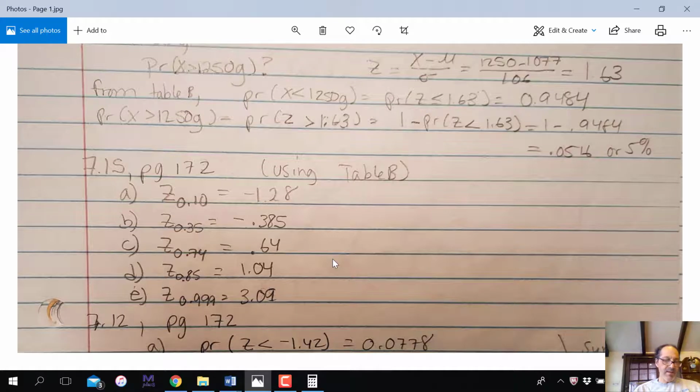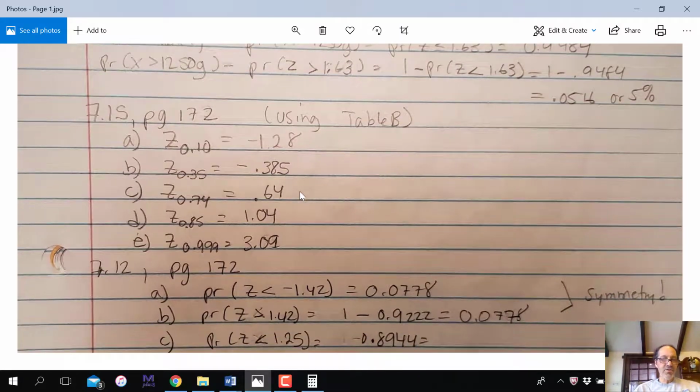Because the probability of being at or below 0.64 is 0.7389. The probability of being at or below 0.65 is 0.7422. So it's a little bit closer to 0.64. So here, this one I went in between, this one I went at. As long as you make a good argument for it, it doesn't really matter which one you choose, because that's where it is pretty much.